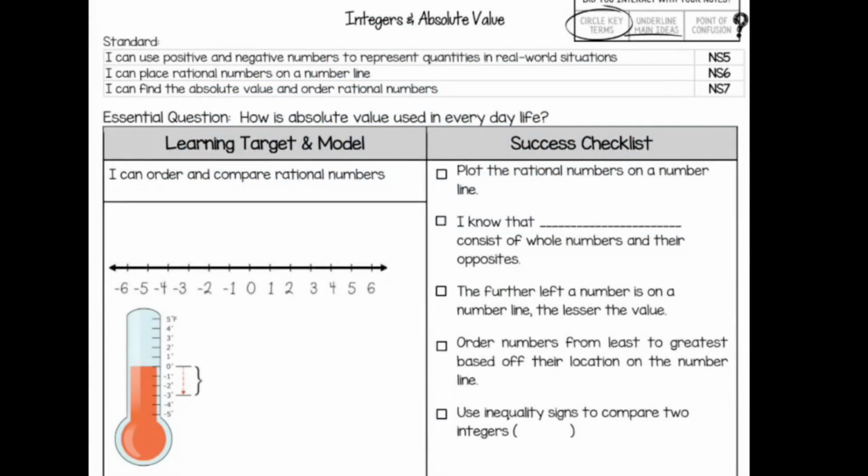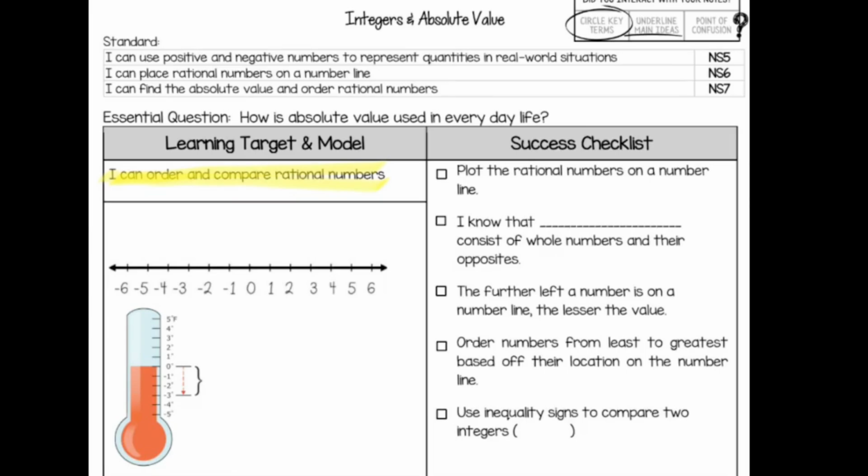Integers and absolute value. How is absolute value used in everyday life? Our first learning target is I can order and compare rational numbers. Integers are whole numbers and their opposites, where rational numbers also include everything in between, whether that be fraction or decimal parts.